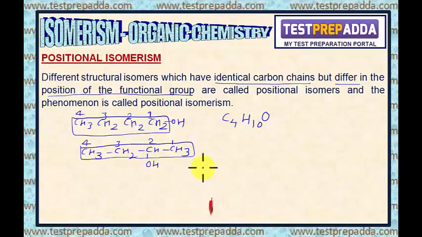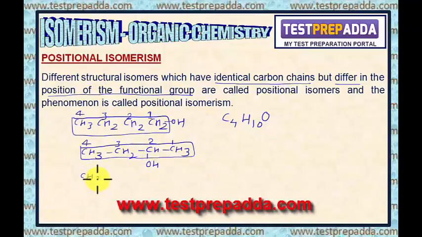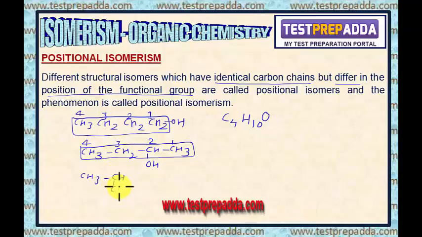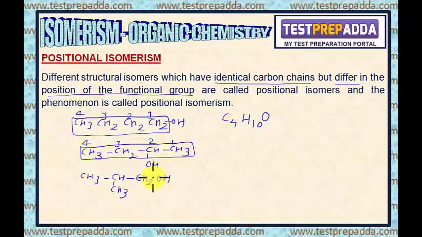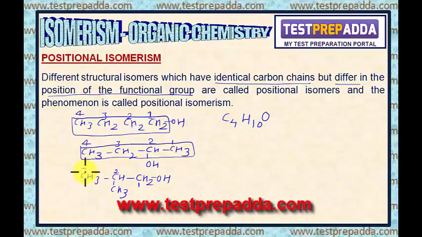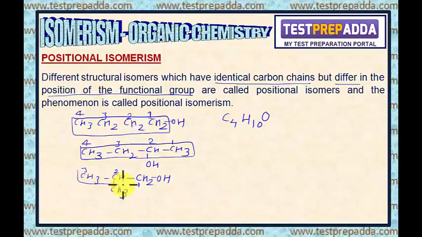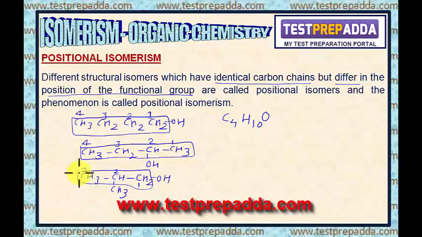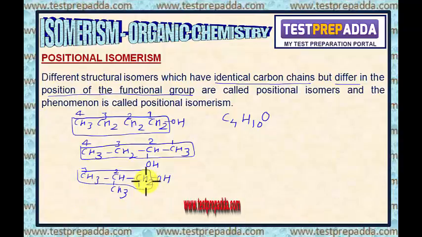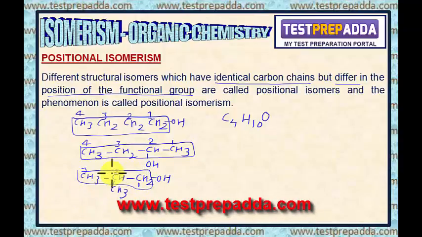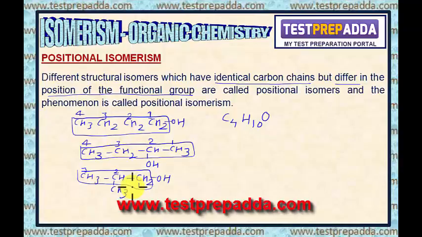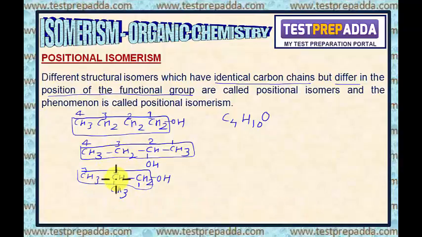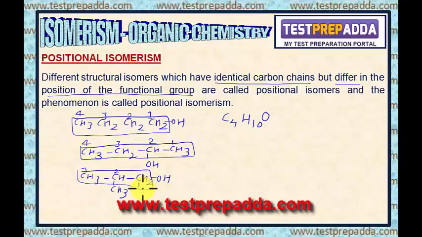Now if I write another structure like CH3, CH, CH3, CH2, OH. Students, please note now. This is first carbon, this is second carbon, this is third carbon. Now you can see the number of carbon atoms in the parent chain is different. That is why this will not be the positional isomer of these two compounds. This will be what? Chain. Here there is a difference in the chain. Position is still one. My point is clear.